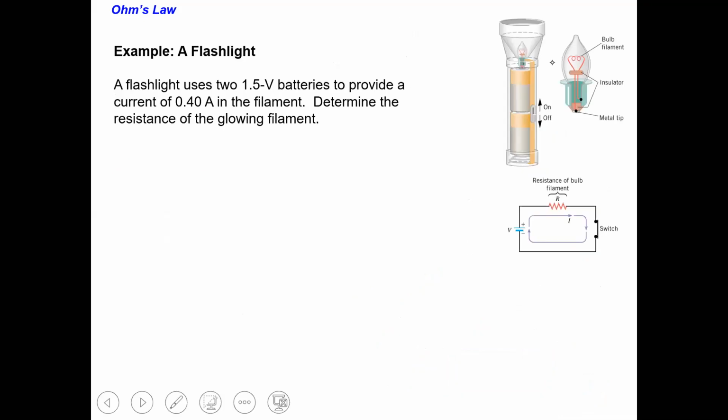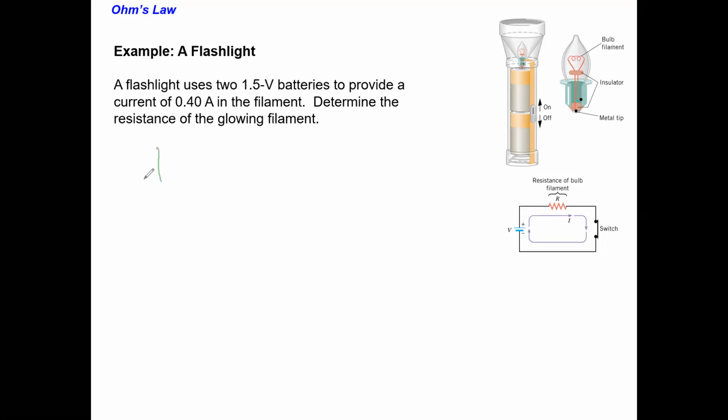All right, so what happens if we've got a flashlight that's powered with two 1.5 volt batteries? And it says that this flashlight provides 0.4 amps of current to my light bulb filament. And I'm supposed to determine the resistance of this filament. So the first thing I want to do is try to draw a schematic.